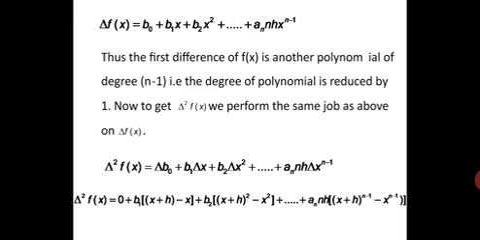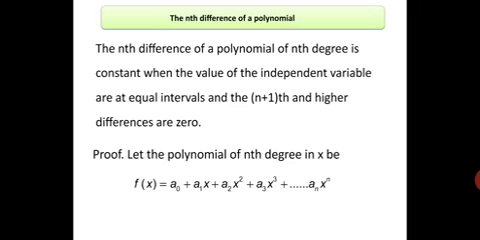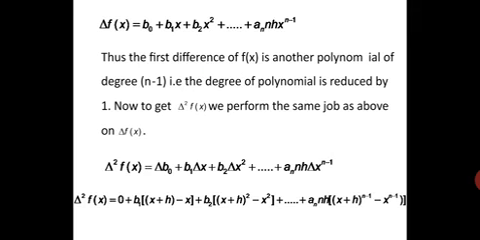If you compare this equation, b0, b1, you can see the degree is x to the power of n minus 1, whereas here it is the same polynomial with degree x to the power of n. F of x and delta of f, what is the difference? We are comparing the powers. It is x to the power of n here, and x to the power of n minus 1 there. Thus, the first difference of f of x is another polynomial whose degree is n minus 1. So the degree of the polynomial is reduced by 1 as we compare f of x and delta of f of x.